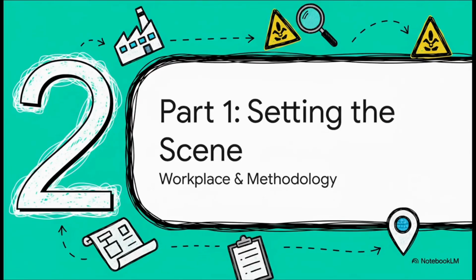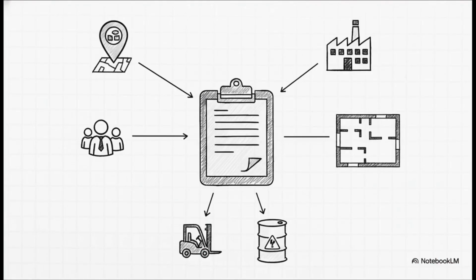Right, let's get into the form itself. Part 1 is all about setting the scene. You really need to paint a clear picture for the examiner, who's never seen your workplace before. They should be able to imagine it just from your description. In this first box, you're going to describe the workplace.